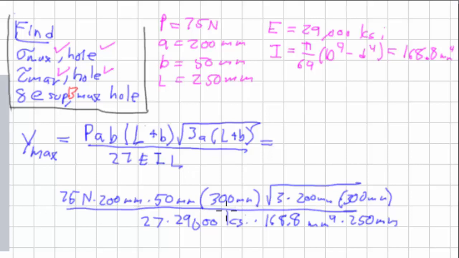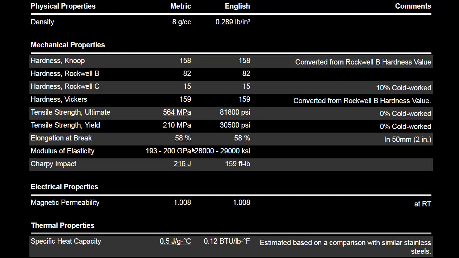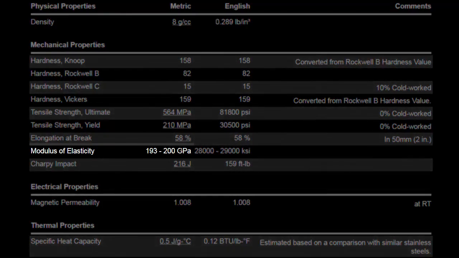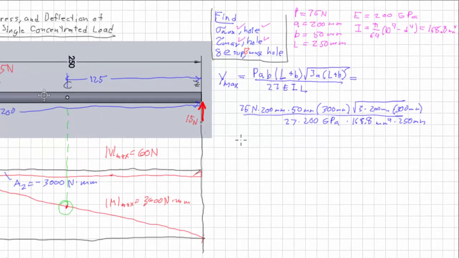If all you do is pick up a number like 29,000 and you don't bother to really notice what the units are, guess what? You'll be in big trouble. This is the value in US units, not the value for SI units. So we need to find out what that is and use instead 193 to 200 gigapascals. So we'll use 200 gigapascals. Okay, now that we've got that taken care of, we just need to calculate this all out.